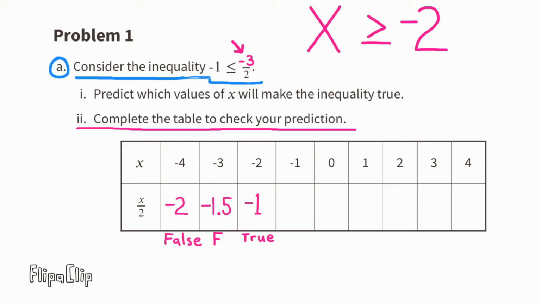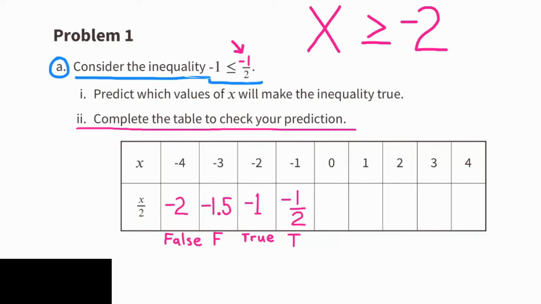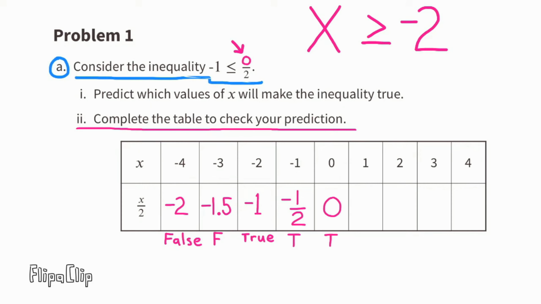We already did -2, so let's do -1. -1 divided by 2 is -1/2. And -1 is less than or equal to -1/2. So this is true. We can also look at it like this. -1 is greater than or equal to -2. Let's do 0. 0 divided by 2. That's 0. And negative 1 is less than or equal to 0, so this is true.